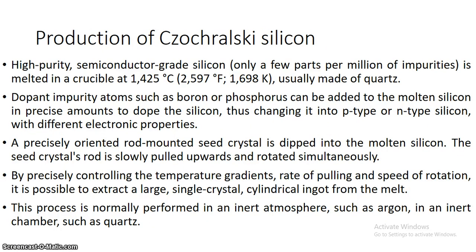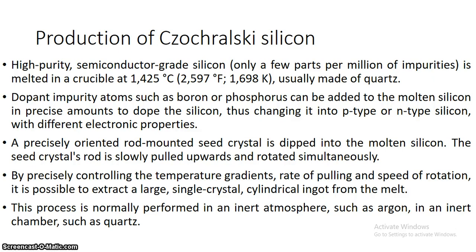Now how is this method going to take place? You have your silicon, and you melt that silicon at a high temperature in a furnace, somewhere above 1500. It is a high purity silicon which is melted in a crucible at 1425 degrees centigrade. Next, to make this silicon an n-type silicon or a p-type silicon, you dope it with some impurities. Either you dope it with trivalent impurities or with pentavalent impurities to change the electronic properties of that silicon so that it behaves as a p-type silicon or an n-type silicon.